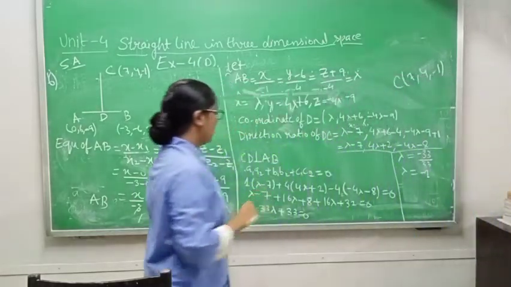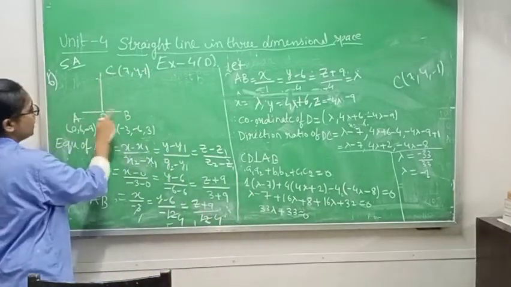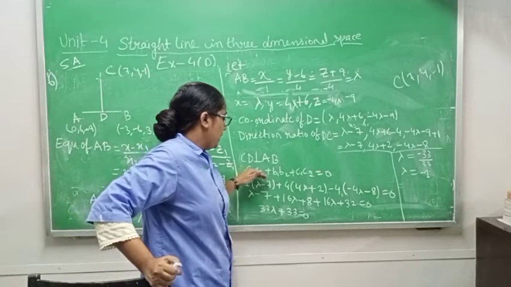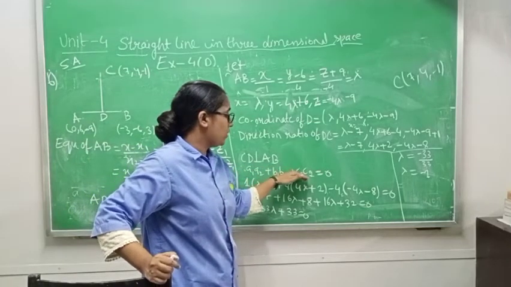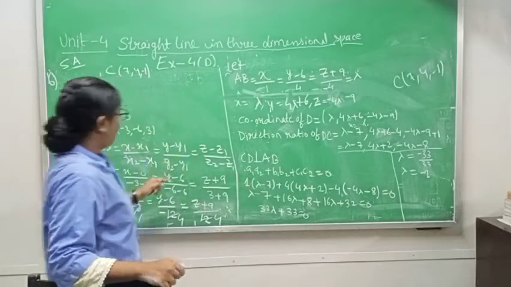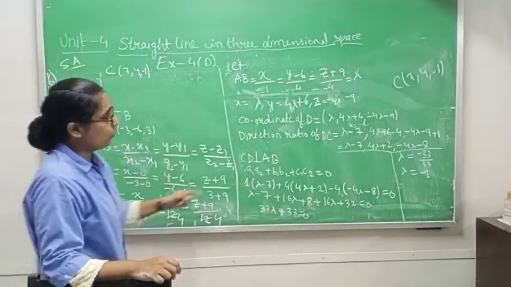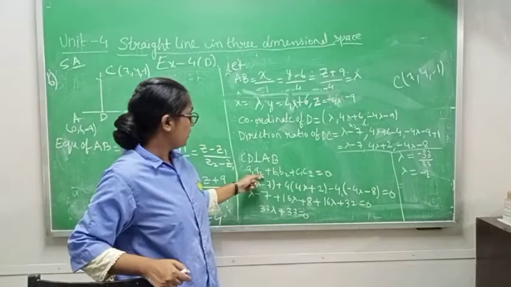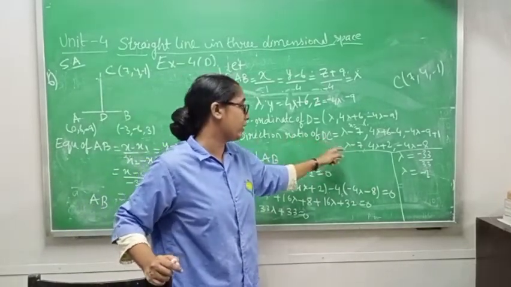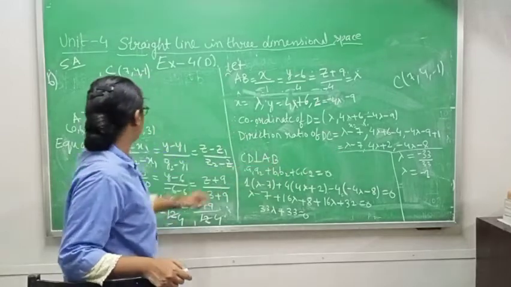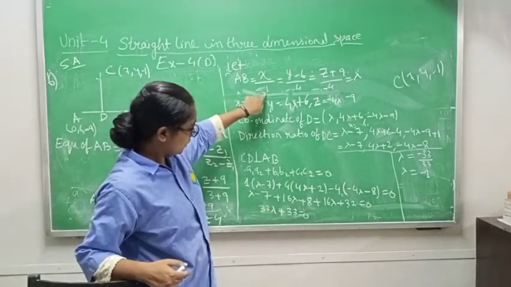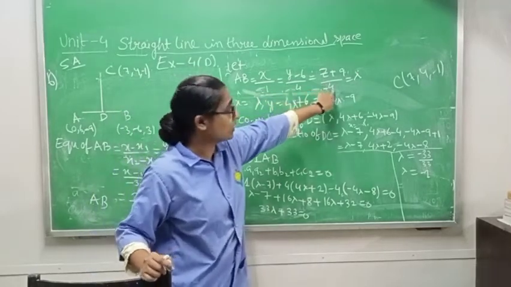Okay, now you know that CD is perpendicular to AB. It means that for the direction ratios, A1 A2 plus B1 B2 plus C1 C2 equals 0. So A1 value is 1 and A2 you are getting as x minus 7, the direction ratio of CD or DC you can write. And AB direction ratio is how much? 1, then 4, then minus 4.